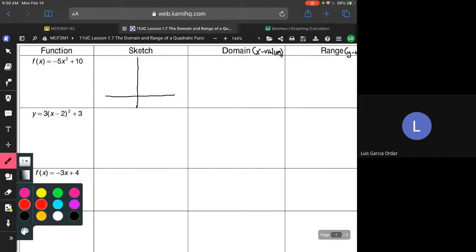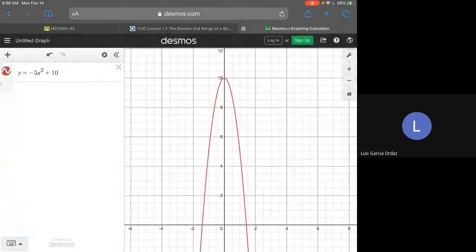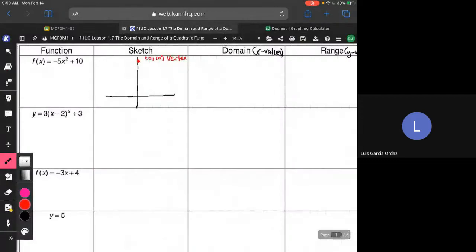So again, this is a rough sketch. So this is 0 and 10, and that is called my vertex. And which way did the graph open or is going? Going down. So my rough sketch going down. And because it's a sketch, I need to include my arrows.